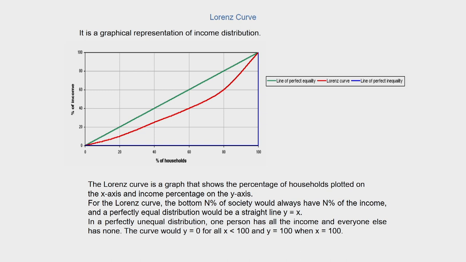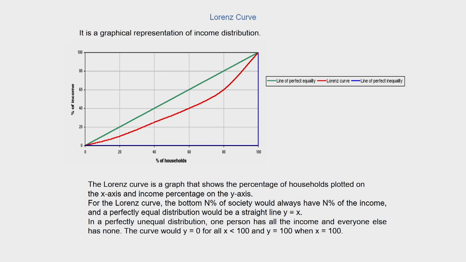So, this is how the Lorentz curve looks. This is the x-axis here and this is the y-axis here. On the x-axis, the cumulative percentiles of population or households are plotted, and it plots cumulative income or wealth on the vertical axis. So, in this diagram, an x value of 40 and a y value of let's say around 24 would mean that the bottom 40% of the population controls about 24% of the total income or wealth.